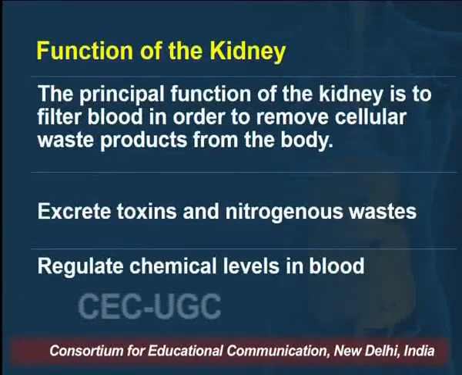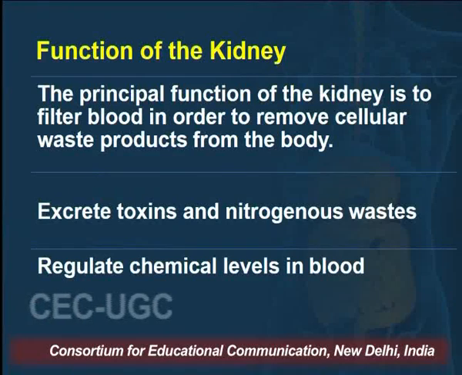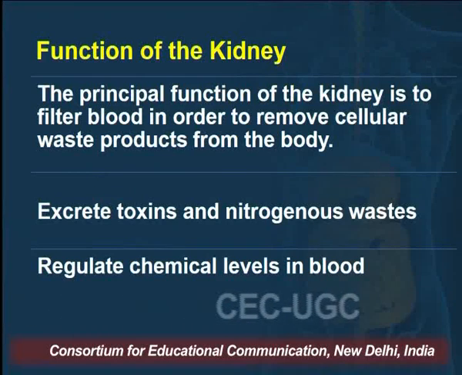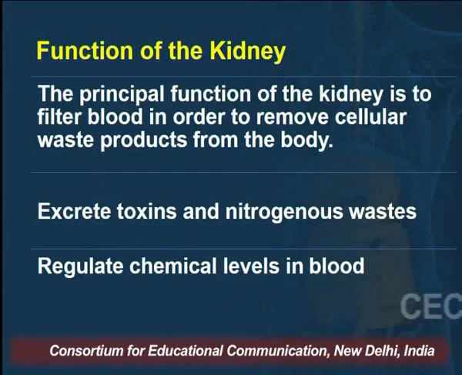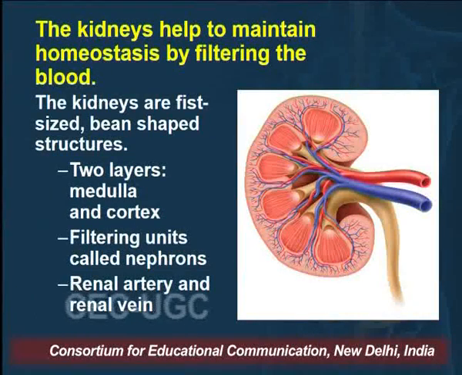Now we can see the functions of the kidney. So the principal function of the kidney is to filter blood in order to remove cellular waste products from the body, excrete toxins and nitrogenous waste, regulate chemical levels in blood, maintain water balance, and help regulate blood pressure. At any given time, 20% of blood is in the kidney. Humans can function with one kidney. If one ceases to work, the other increases in size to handle the workload. So the kidney helps to maintain homeostasis by filtering the blood.